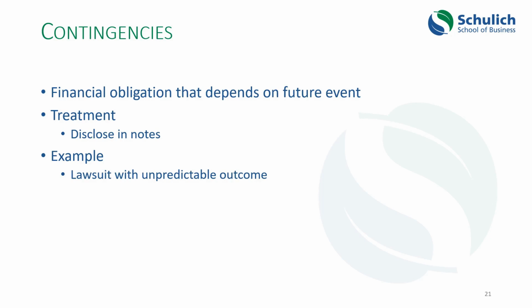So the difference here between the contingency and the provision is really about whether you can actually predict what the outcome is going to be and make an estimate of that future payment that you're going to have to make.